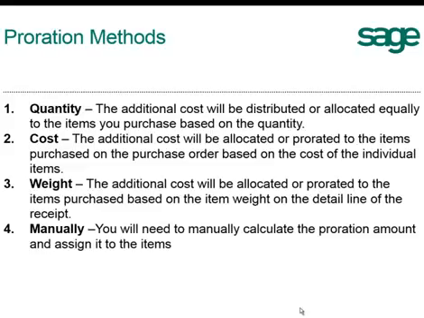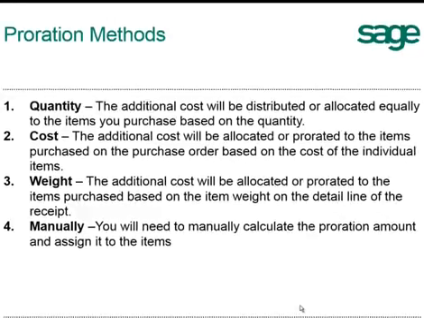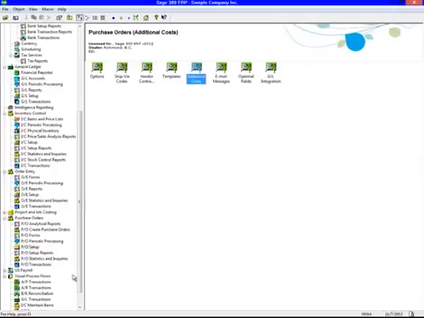To prorate by quantity means the additional cost will be distributed or allocated equally to the items you purchase based on the quantity. Prorating by cost means the additional cost will be allocated or prorated to the items purchased on the purchase order based on the cost of the individual items. To prorate by weight means the additional cost will be allocated or prorated to the items purchased based on the item weight on the detail line of the receipt. Prorating manually means you will need to manually calculate the proration amount and assign it to the items.